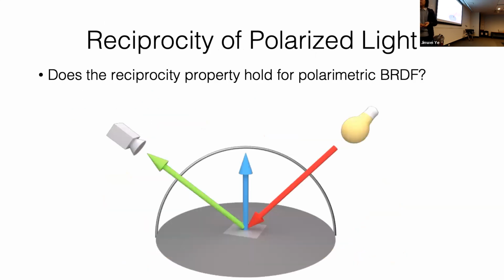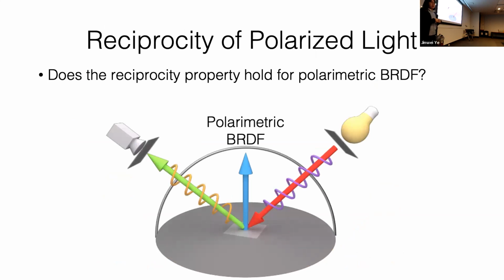And then what happens if we want to use polarized light for this? The central question we want to answer is, does this reciprocity property still hold for the polarized version if we consider polarized light? So why is this a problem? This is because if we are using polarized light, the way polarization is reflected is very different from the way intensity is reflected. So this reciprocity may or may not hold for polarized light.